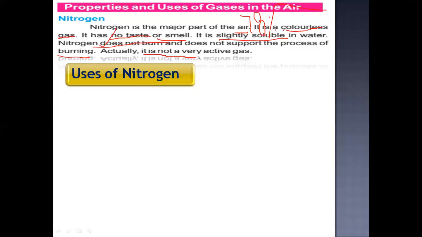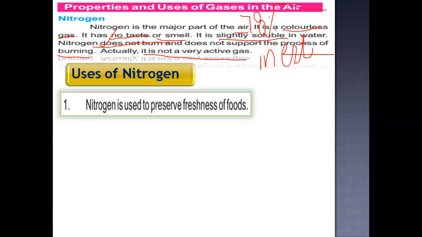Also, it is not a very active gas. So it is called an inert gas because it does not react with other gases or other chemicals. Due to these two properties, this gas is used for a variety of purposes in our daily life. So let's talk about some uses of nitrogen.